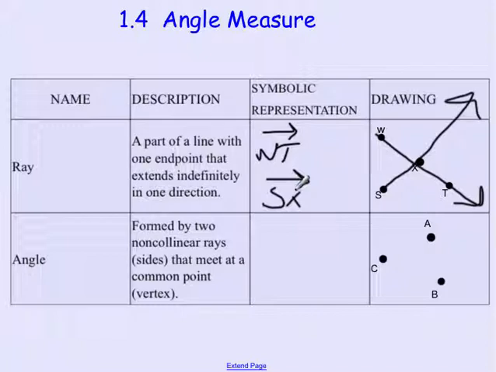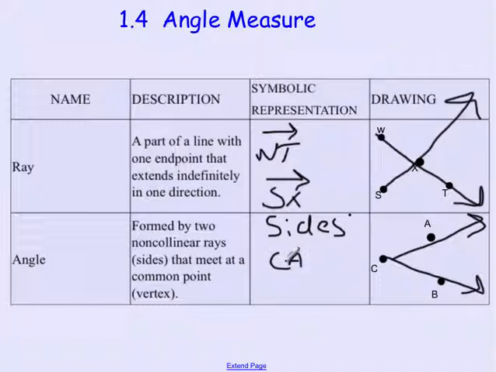Now let's take a look at an angle, formed by two non-collinear rays, or sides, that meet at a common point. Here we take two rays and they connect at point C. The sides of the angle are rays, so we would name those sides CA. I usually like to write the vertex first, that's just my preference. The vertex of the angle is just a point, so I'm going to call that point C.